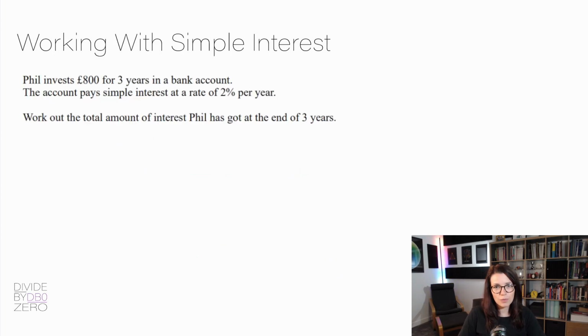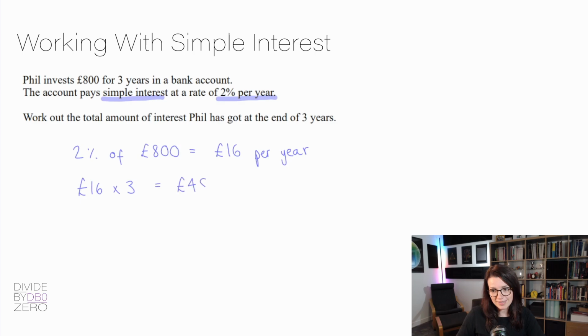Last idea, working with simple interest. So Phil invests £800 for 3 years in a bank account. The account pays simple interest at rate of 2% per year. Work out the total amount of interest Phil has got at the end of 3 years. So simple interest, 2% per year, just means you get 2% of your investment every year. He's investing that money for 3 years, so we'll do 16 times 3 to get £48 total interest.